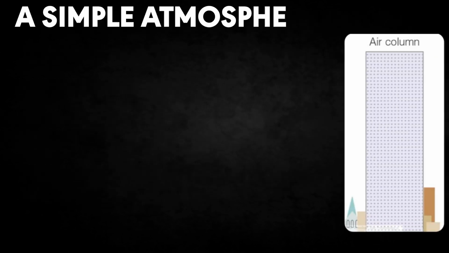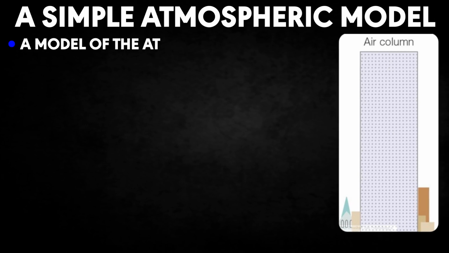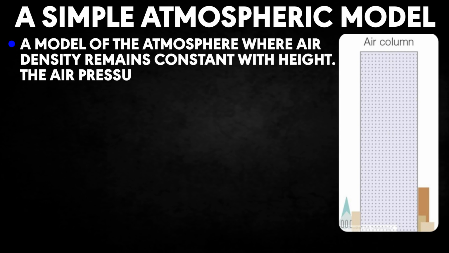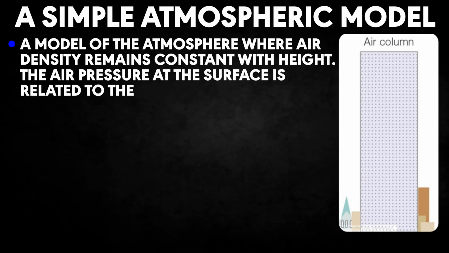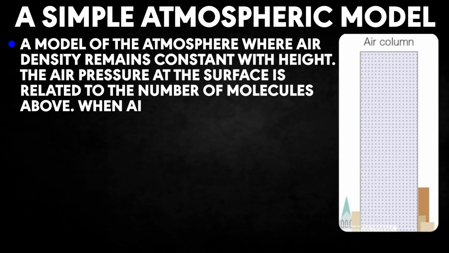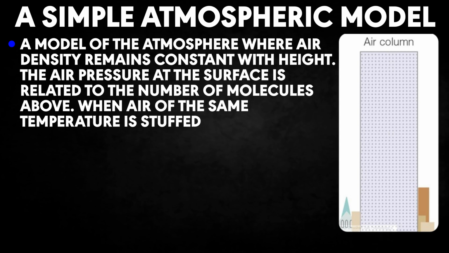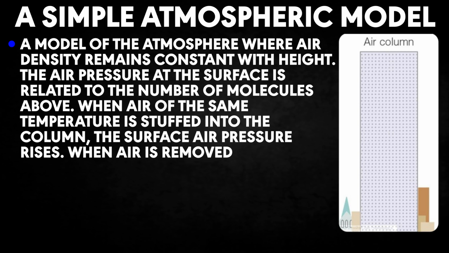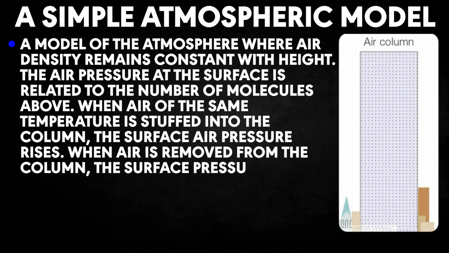A simple atmospheric model: a model of the atmosphere where air density remains constant with height. The air pressure at the surface is related to the number of molecules above. When air of the same temperature is stuffed into the column, the surface air pressure rises. When air is removed from the column, the surface pressure falls.